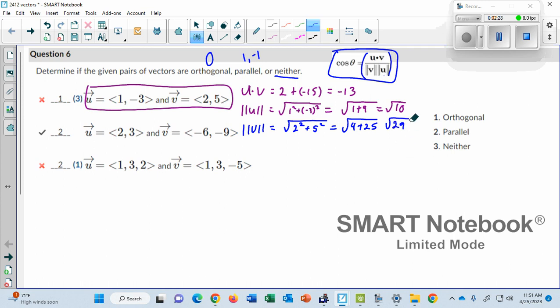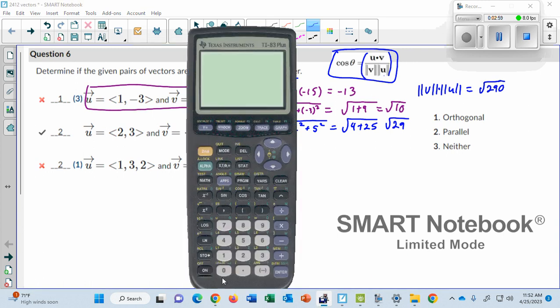If I multiply those together, the magnitude of v times the magnitude of u is the square root of 290, which is irrational. I'm not sure exactly what it is, probably around 16 or 17. But either way, you could put it in, and actually I'll go ahead and do it real quick so we can figure out what that angle is, just for fun.